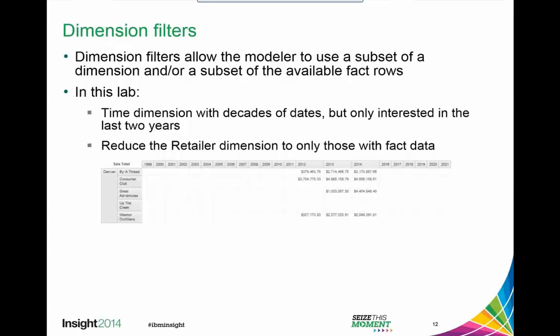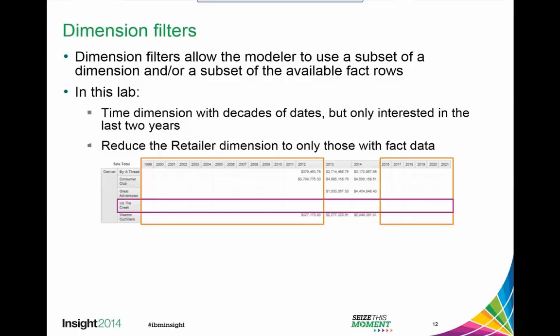Okay? All right, so our next feature that we'll go through is dimension filters. Dimension filters allow you, the modeler, to subset your dimension or subset the available fact rows. When you're creating a new dynamic cube, you might have fact or dimension tables that have more data than you are really interested in. For example, in this lab, you might have a time dimension with decades worth of dates, but you're really only interested in the last 2 years. So all these dates here in this report that are in the orange rectangle, you don't really want. We want to filter those out.